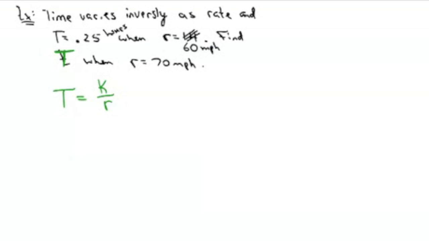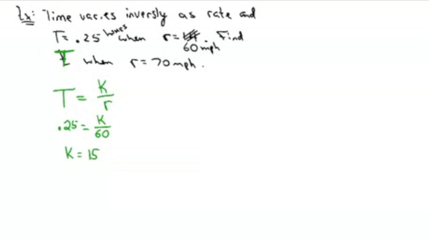Plug in what you know. Well, what do I know? Do I know T? 0.25. Don't be using anything from the second part of the problem. 0.25. Do I know K? No, that's what I'm looking for. Do I know R? 60. How do I solve for K? Multiply both sides by 60. 1/4 of 60 is 15. So K is equal to 15.